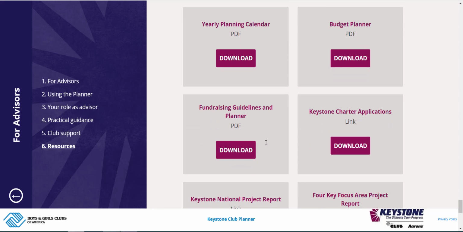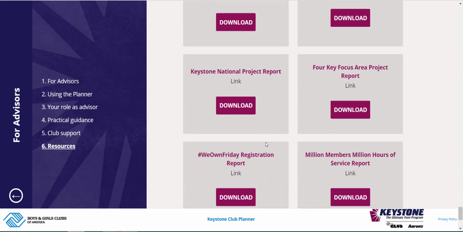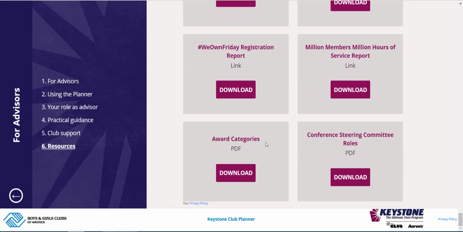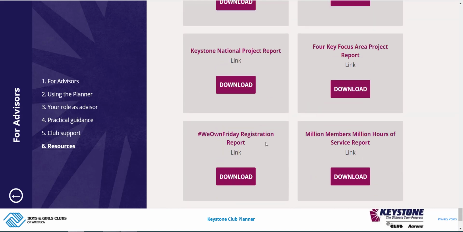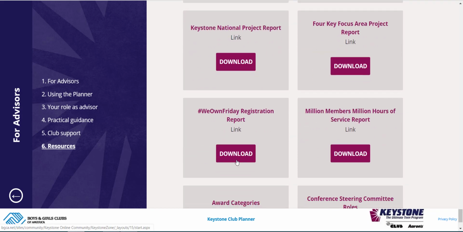Another role you have is to coach teens in planning. You'll coach them in chartering your club, yearly planning, budget planning, fundraising, and more. You'll also take a lead role in managing reporting. The planner includes direct links for completing and submitting reports: the Keystone National Project Report, the 4 Key Area Focus Report, the We Own Friday Report, and the Million Members, Million Hours of Service Report.